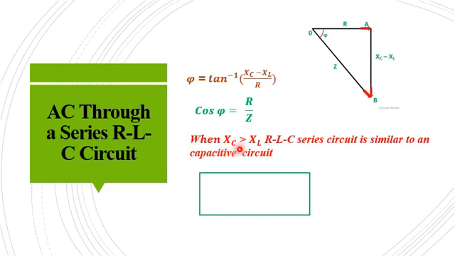And since when XC is greater than XL, we already saw that the RLC series circuit is similar to a capacitive circuit, the current will lead the voltage by an angle phi. So if the supply voltage is given as v of t is equal to Vm sin omega t, then the current through the circuit i of t can be written as Im sin (omega t plus phi). Plus, because the current is leading. A leading parameter should always be given a plus sign. And it is leading by an angle phi.